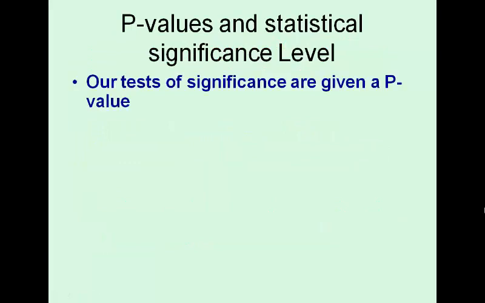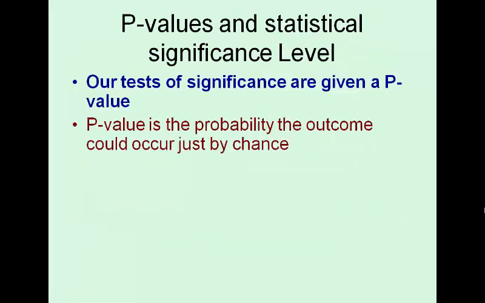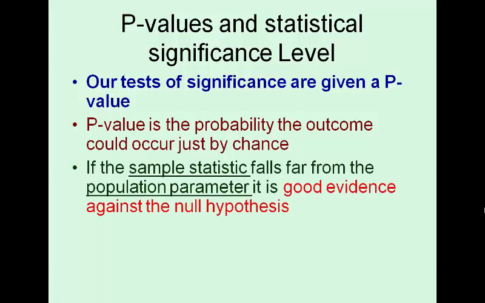Our tests of significance are given a p-value. The p-value is the probability of the outcome that occurred just by chance, and you're used to calculating this. It's something we've been doing all along, so this is not new. This is our probability that we're getting from our A table, whether we get it directly from there or if we have to subtract that value from 1. If the sample statistic falls far from the population parameter, it's good evidence against the null hypothesis.